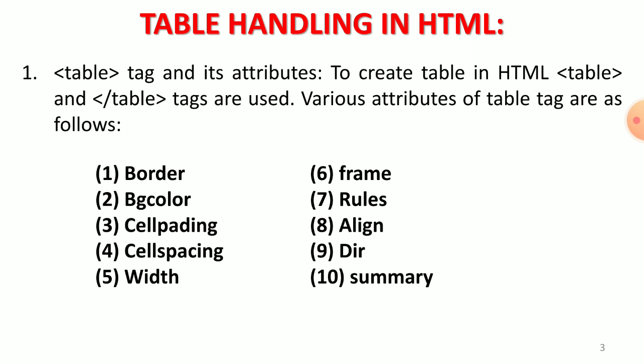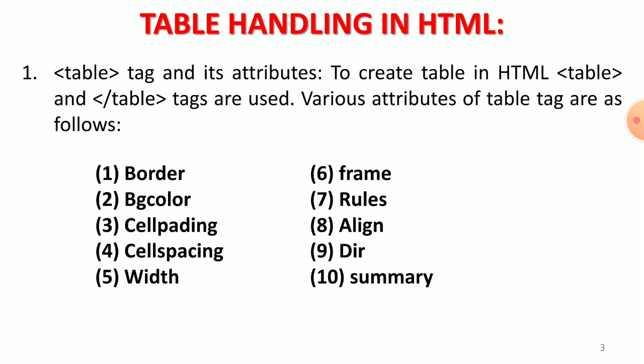Second is bgcolor. The bgcolor attribute of the table tag sets the background color of the table. The value of this attribute is either a color name or a 6-digit hexadecimal code. That means we have to apply a background color, so the table background color is available. Bgcolor means background color.